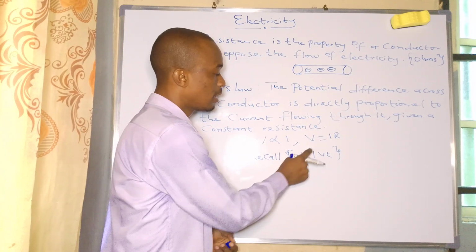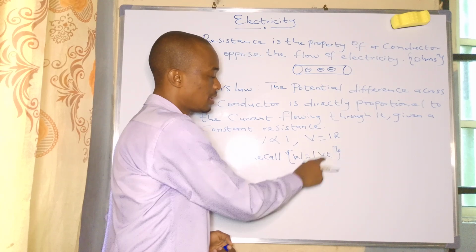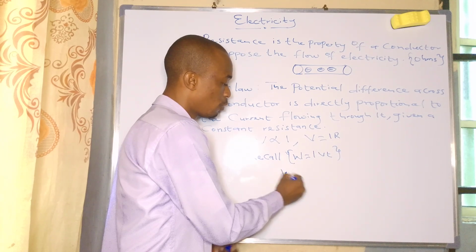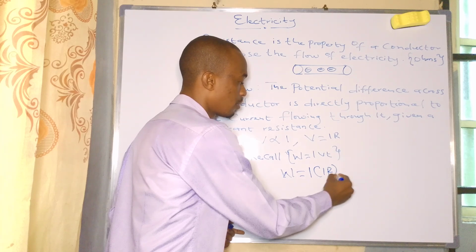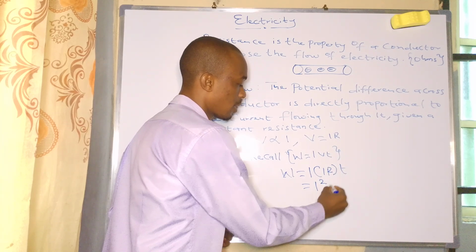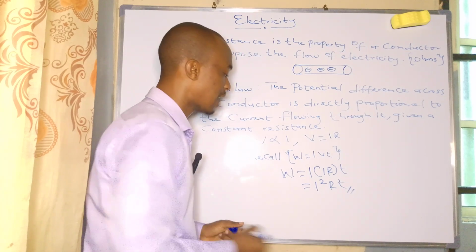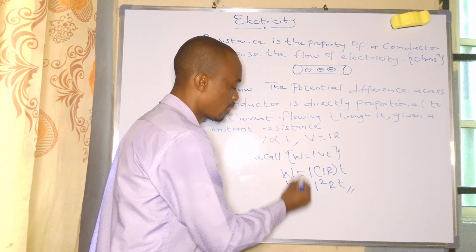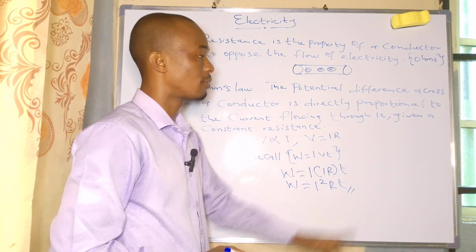So look at this. If V from Ohm's law is equal to IR, and we put this here, look at what we're going to have. W will be equal to what? I in bracket IR multiplied by T. And then we are going to have I times I, which will be I squared R T. And then we're going to stop here. So this is another equation for work done. As you can see, W is equal to I squared R T.